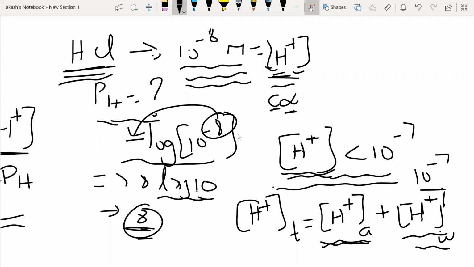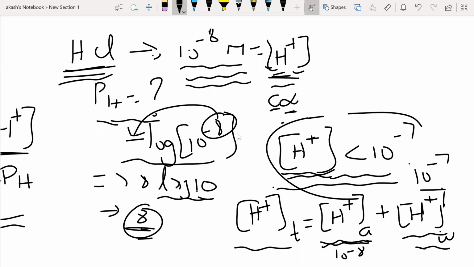And this value will be given from the acid. You have to find it, like in this case the value is 10 to the power minus 8. That is given in the question. So you have to use this. The total H plus concentration will be equal to the sum of the H plus concentration from the acid and the water. Now you have to use this only for this case, that is only when the H plus concentration from the acid is lesser than 10 to the power minus 7.